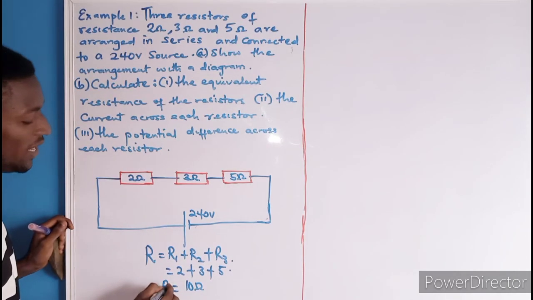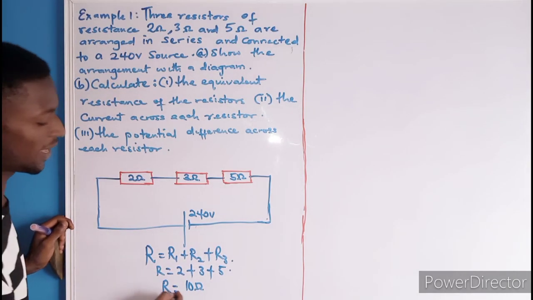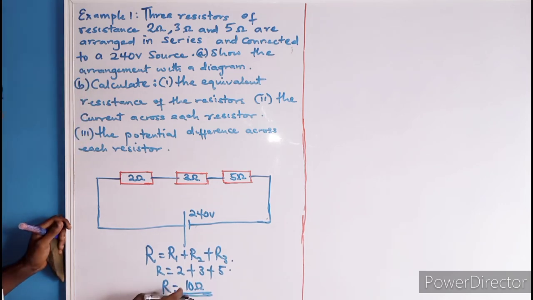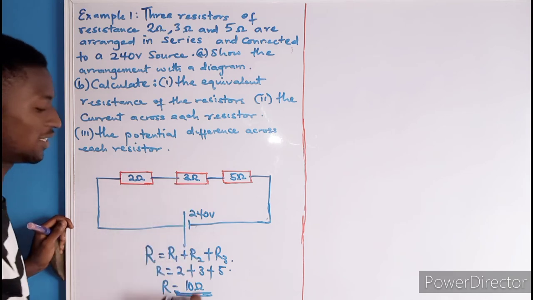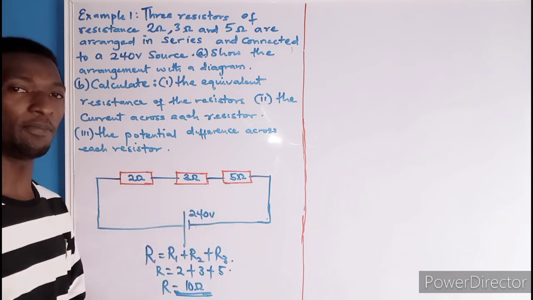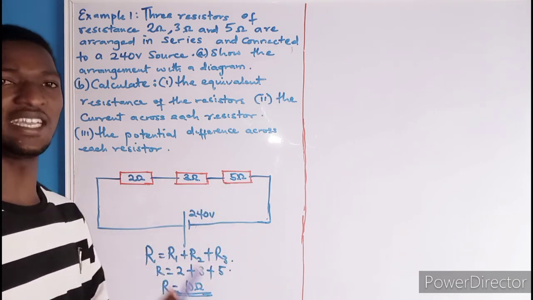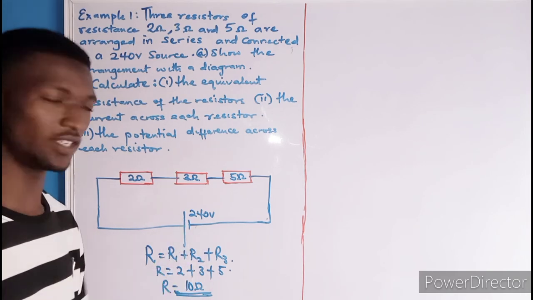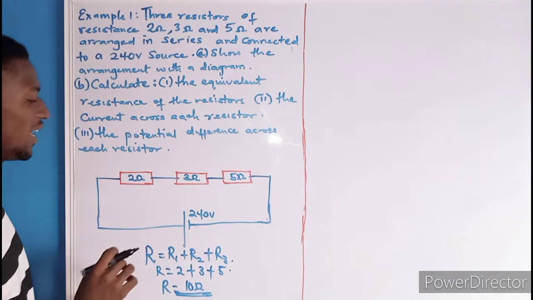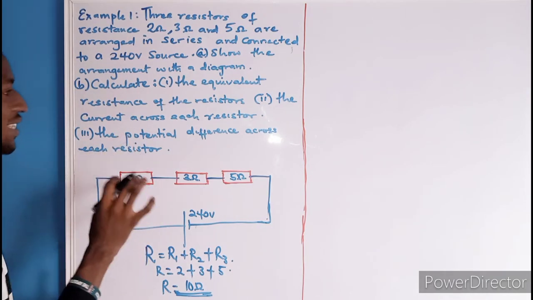So it means that the equivalent resistance of the resistors that I have here is 10. Compared with the values here, 10 is greater than 2, 10 is greater than 3, 10 is greater than 5. So it means that the purpose of arranging in series is attained, and this is to increase the resistance of the resistors. Now, another thing they ask us to calculate is the current across each.